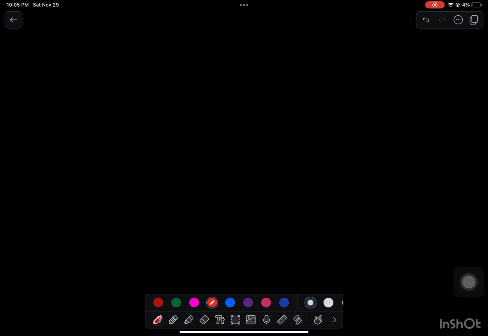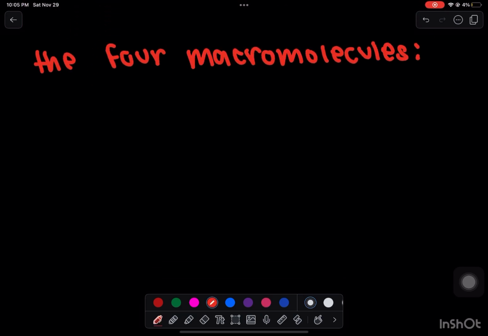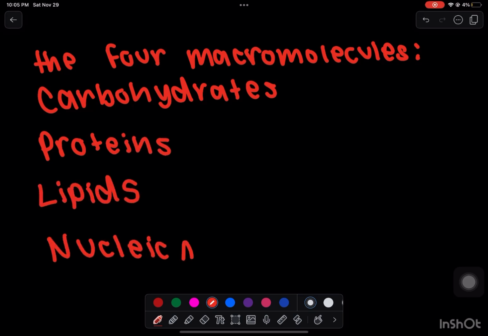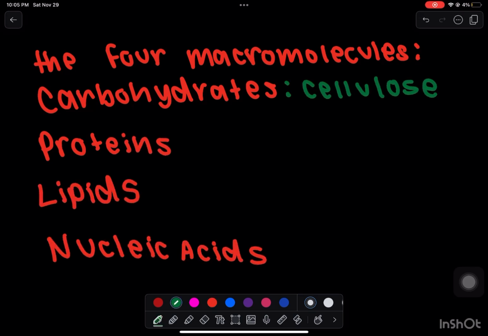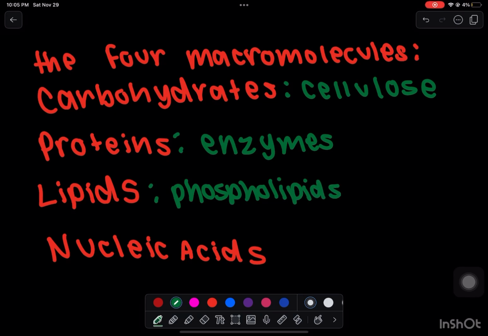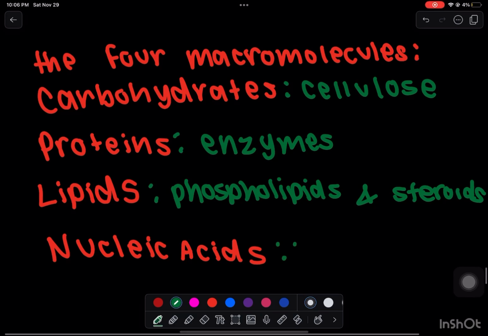So the four major macromolecules that you learn about are carbohydrates, proteins, lipids, and nucleic acids. Carbohydrates are things like cellulose, proteins are things like enzymes, lipids are things like the phospholipids or steroids, which I'm sure you're more familiar with, and nucleic acids are our DNA or our RNA that you see in our body, obviously. So let's go back from the top.